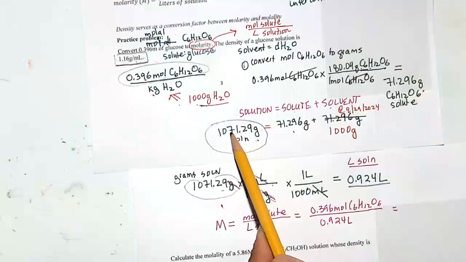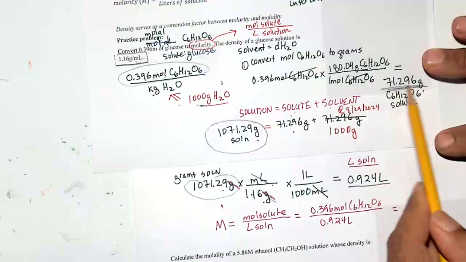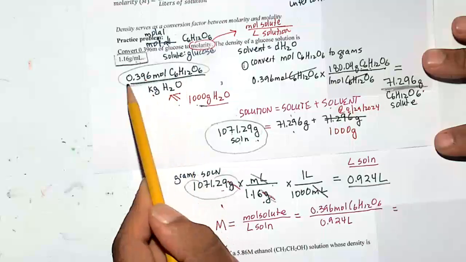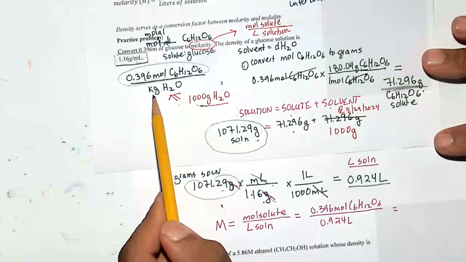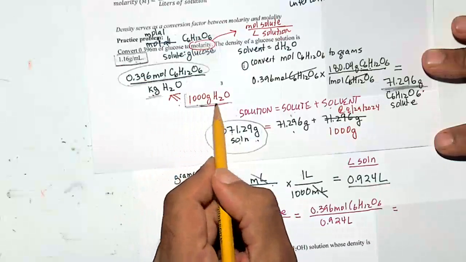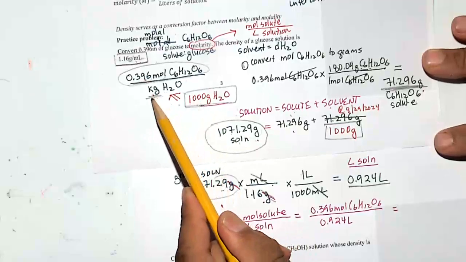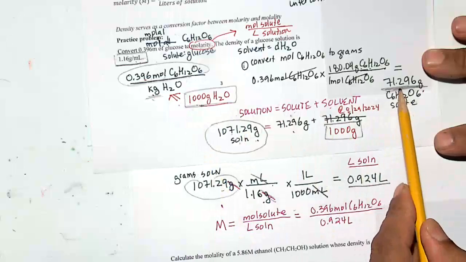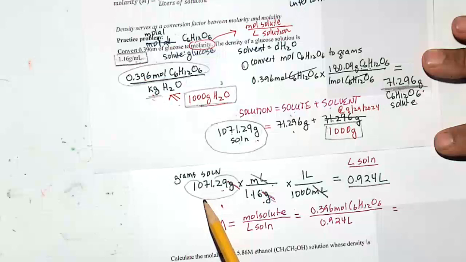So the total mass, grams of solution, is the grams of solute, which we got by converting this to grams, plus the grams of solvent. Moles over kilogram of solvent, 1 kilogram is the same thing as 1,000 grams. So 1,000 grams of solvent plus grams of solute, that's the total grams of solution. Take the total grams of solution, divide it by the density, gives us the volume. Converting that volume to liters.